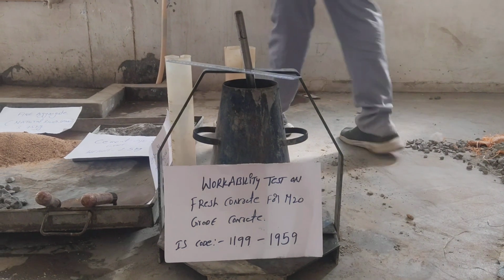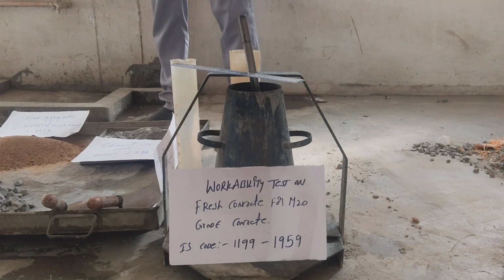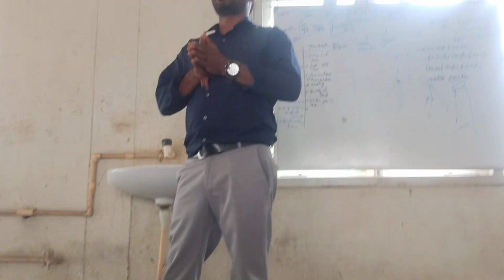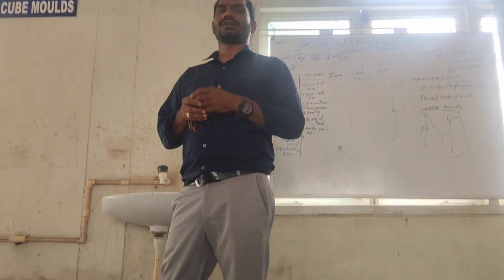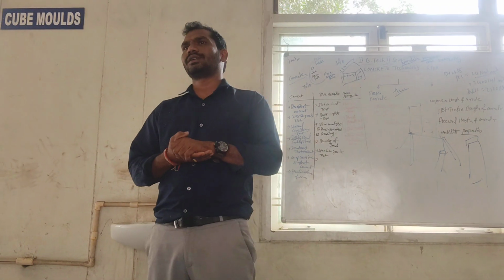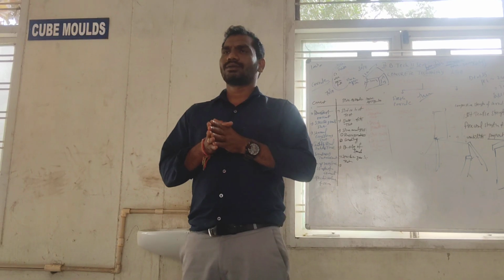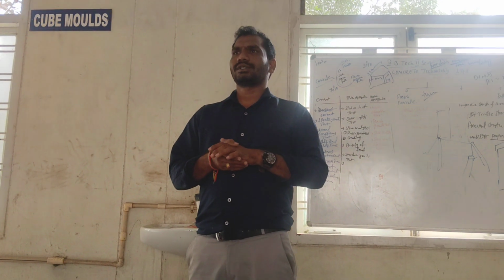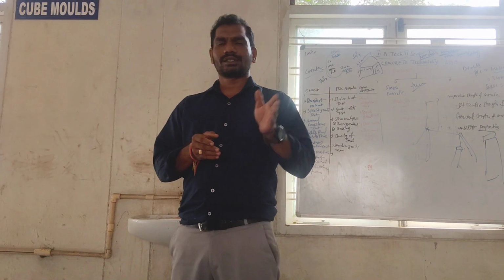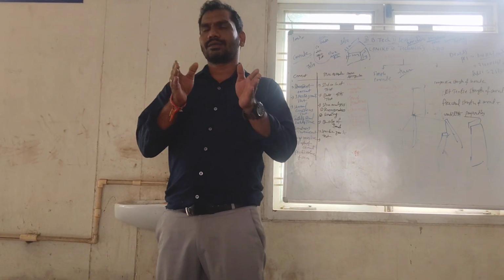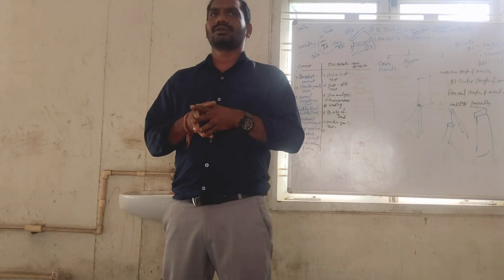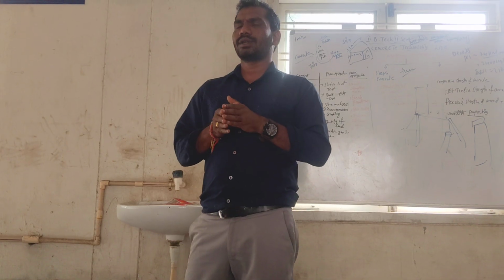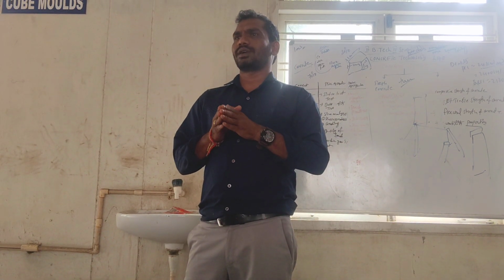Okay, my dear civil engineering friends, today we are discussing the workability test on slump for the concrete. You have to find out the quality of the concrete. There are different stages of the concrete. First is the plastic stage, where you can find out the workability of the concrete. Workability is used to decide the quality of the concrete.